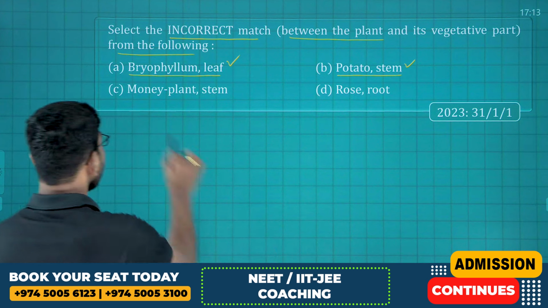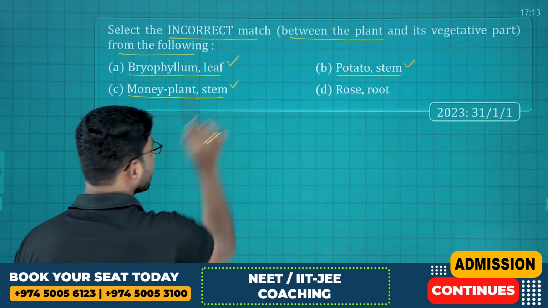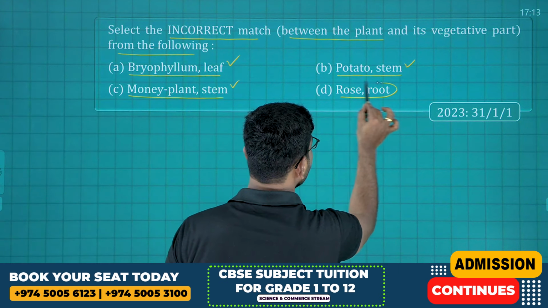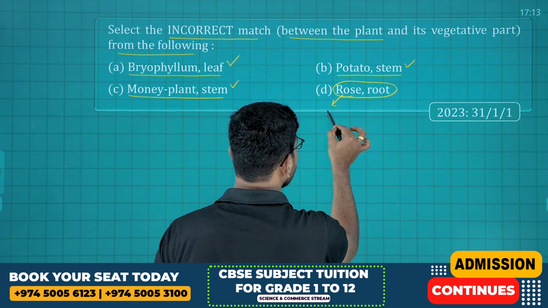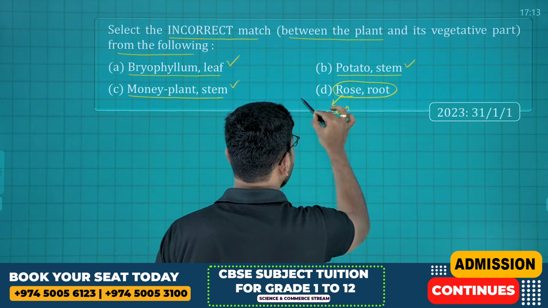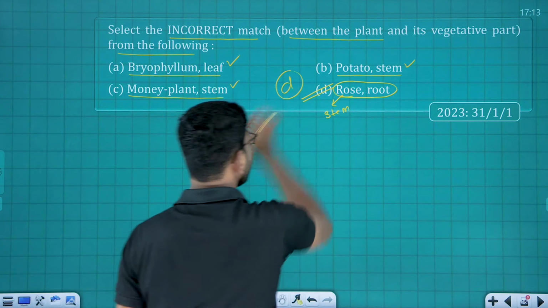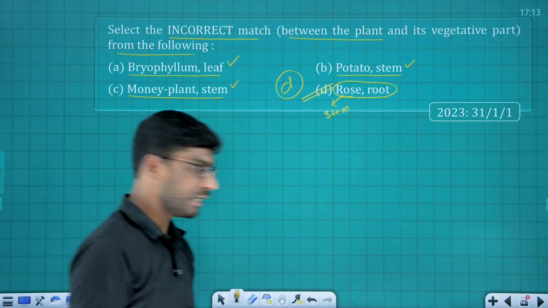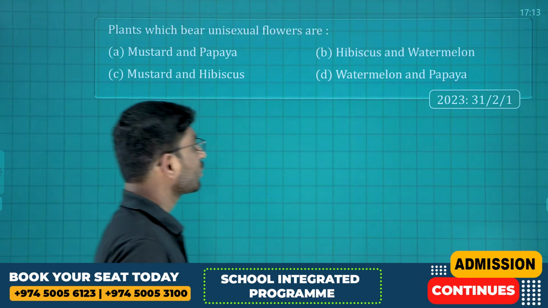Potato stem, correct. Next, money plant stem, correct. Next, rose root is given. Rose is developed from stem, not root. So it is a mismatch and the incorrect one. Option D is the correct answer. Clear? Come to the next question.